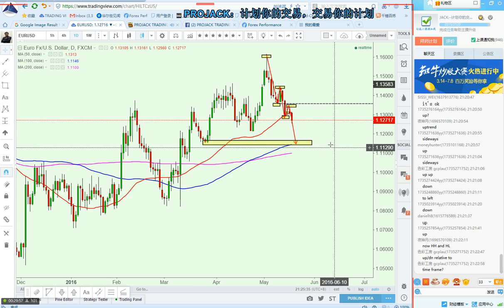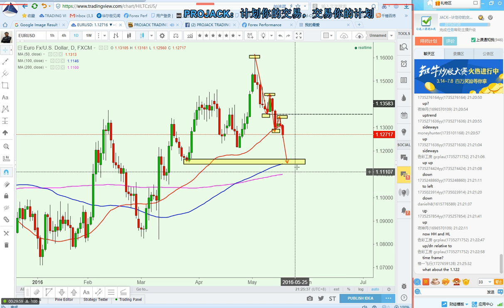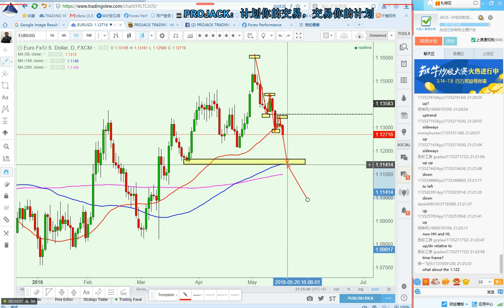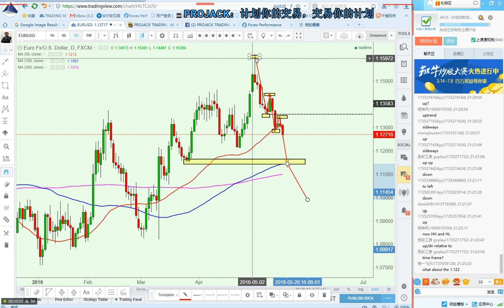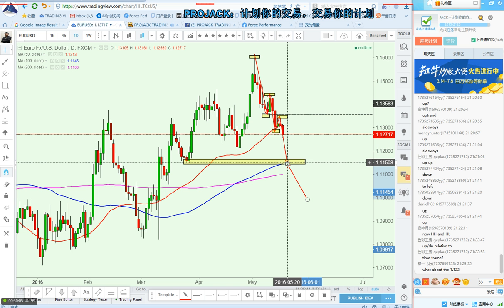So there will be two forces here. One force is the buyers will join. Another one is all the sellers are going to buy back.